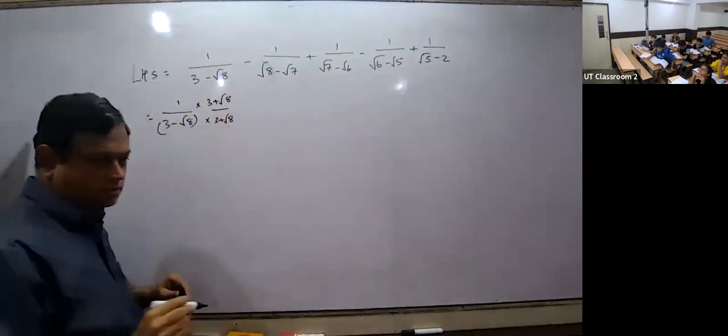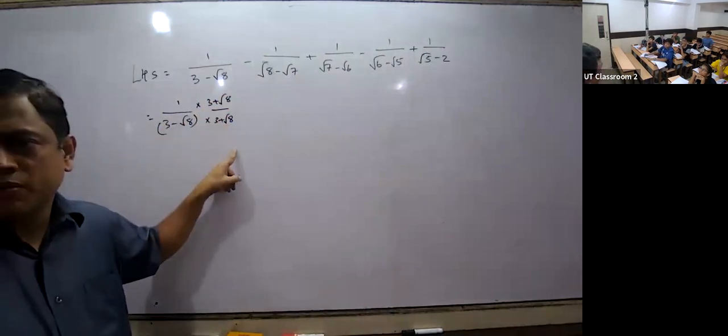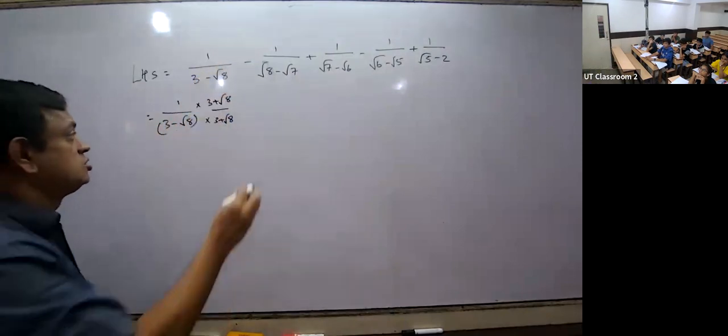Stop writing and listen. Are you followed? If it is 3 minus root 8, what is to be multiplied? 3 plus root 8. You cannot multiply only one side. Both the sides you have to.